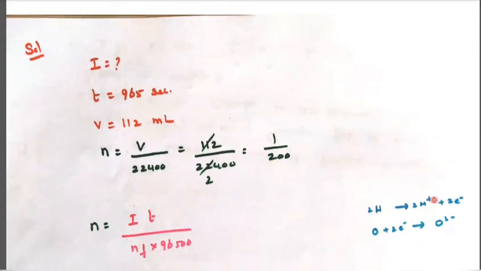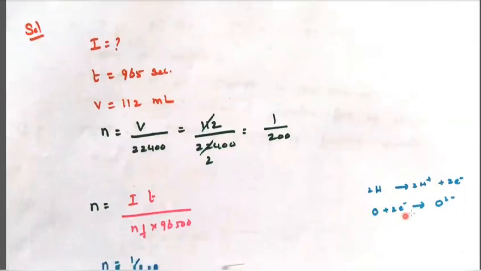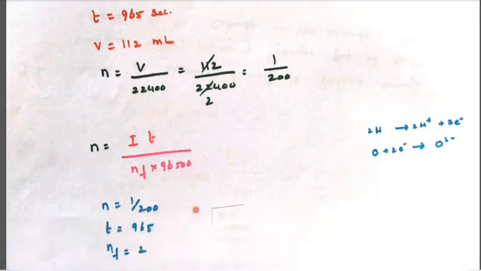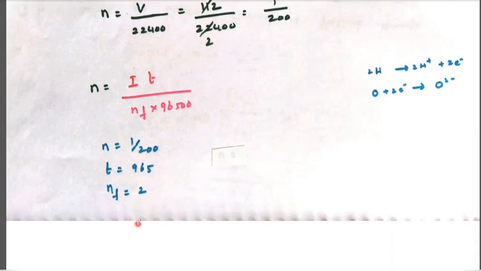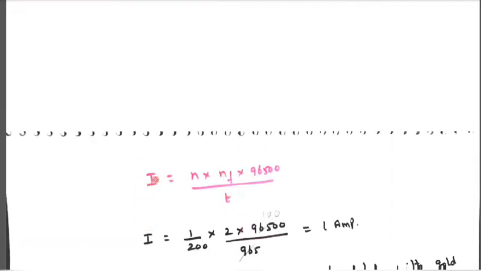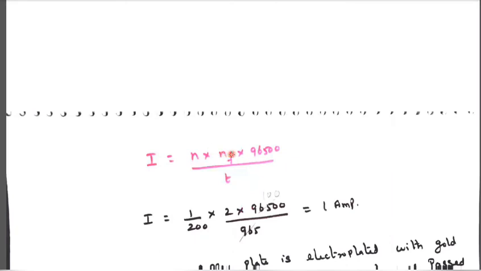In the question, 2H+ gains 2 electrons to give H2. So the number of electrons is 2. So n is equal to IT divided by nF into 96,500. Number of moles is equal to 1 by 200, time is equal to 965 seconds, n equal to 2. So we can calculate I. I is equal to n into nF into 96,500 divided by time. This n is the number of moles, and this nF is the number of electrons involved in the reaction.